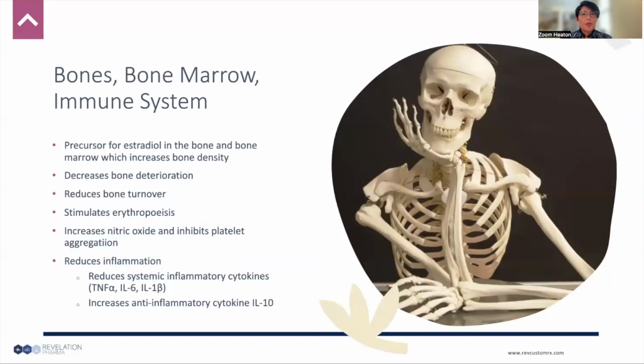Androgen receptors are also in our bones, bone marrow, and the immune system. Testosterone is a precursor for estradiol in the bone and bone marrow, which of course increases bone density. It also decreases bone deterioration, and it reduces bone turnover. Again, it stimulates erythropoiesis. Testosterone increases nitric oxide and inhibits platelet aggregation.